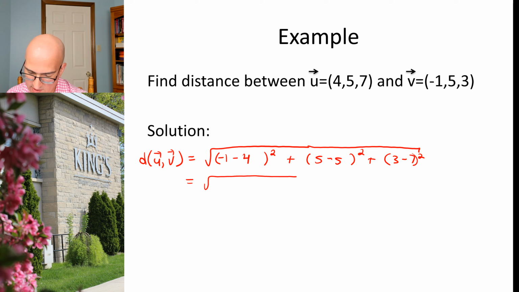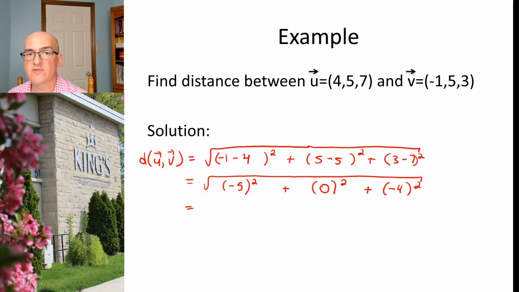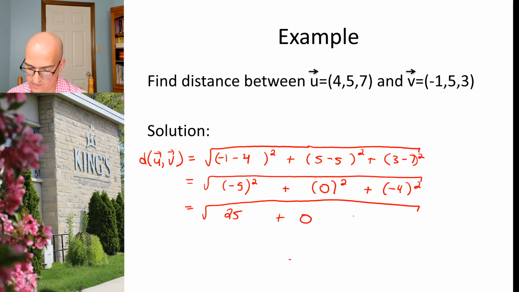Okay, let's simplify. This time it's negative 5 all squared plus 0 all squared plus negative 4 all squared. Negative 5 squared means negative 5 times negative 5. The negatives cancel, we get positive, so square root of 25 plus 0 plus positive 16, negative 4 times negative 4. Now we can add all the pieces together: 25 plus 0 plus 16. So square root of 41, and that's it. 41 does not have a nice square root. That's the best we can do. That's our answer.